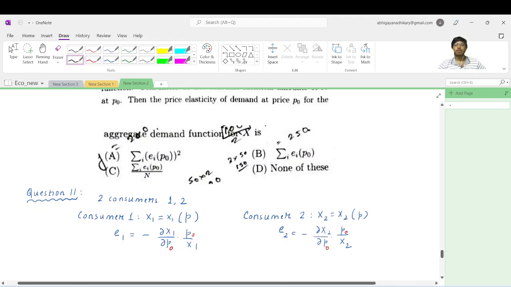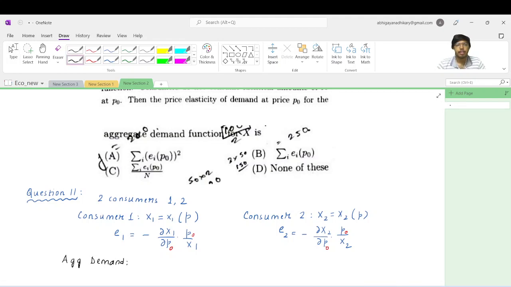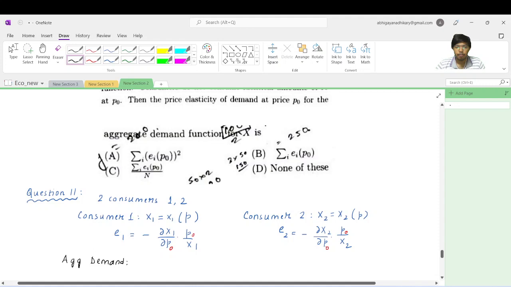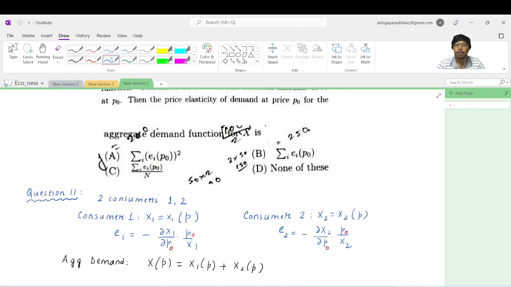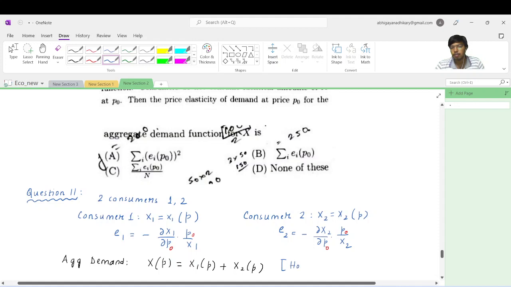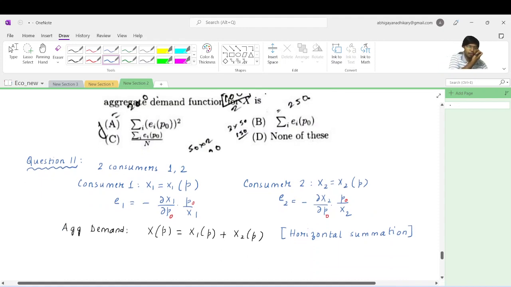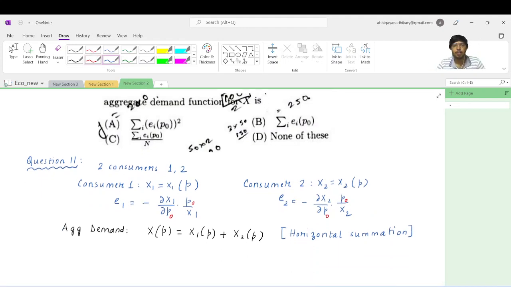Now since the economy consists of only two consumers, what will the aggregate demand curve look like? So how do we find the aggregate demand curve? The aggregate demand is x, which is a function of p, which will be x1 of p plus x2 of p. Because we remember that the aggregate demand is found by horizontal summation. So at a given price p, the total demand is x1 plus x2. We are told to obtain an expression for the elasticity of this aggregate demand. So let us compute it.